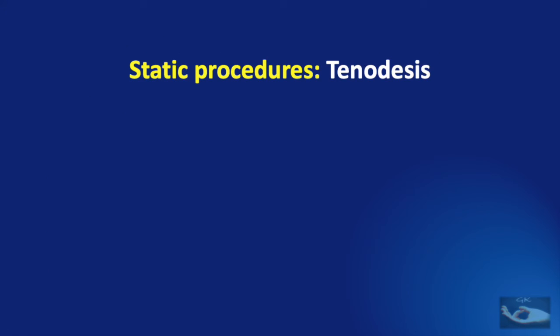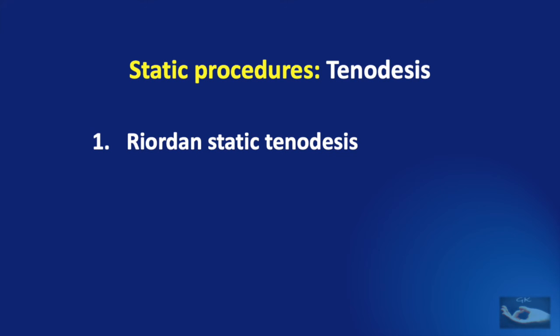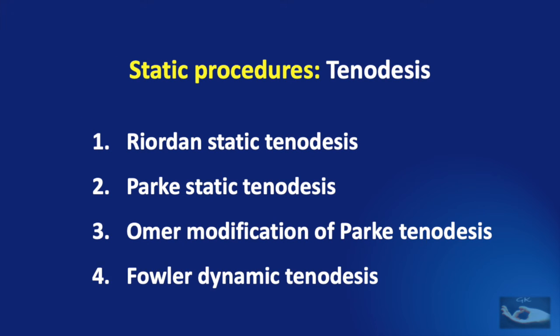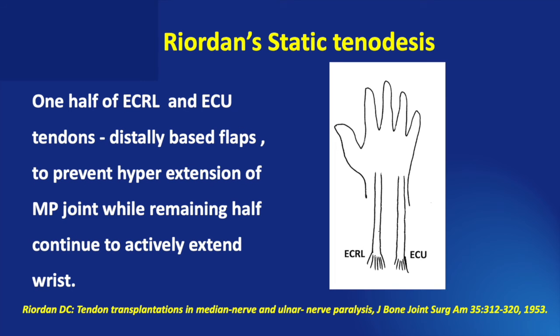As far as stenodesis as a static procedure for correction of the ulnar claw is concerned, there are many techniques. We shall discuss 4 of these techniques here: the Riordan static stenodesis, the Park static stenodesis, the Omer modification of the Park stenodesis, and the Fowler dynamic stenodesis. In the Riordan static stenodesis, the extensor carpi radialis longus and extensor carpi ulnaris tendons are split longitudinally throughout their length. One half is divided proximally, but the insertion is kept intact.